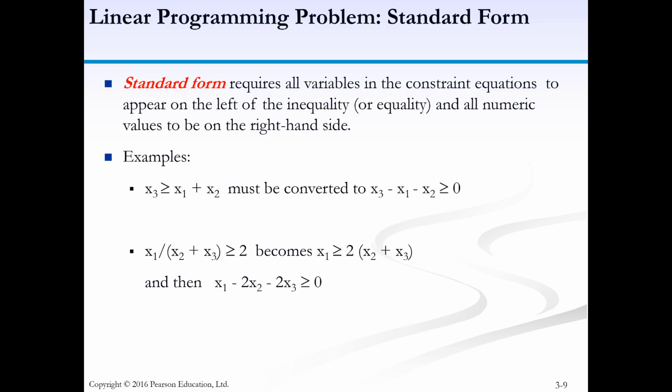Sometimes the constraints are not in a standard format, so we have to put them in a standard format. For example, here x3 is greater or equal to x1 plus x2. Now it must be converted so that we get the right hand side equal to some numerical value, so we just bring the two variables x1 and x2 to the left side and make the right hand side a numerical value. In this case it is 0.